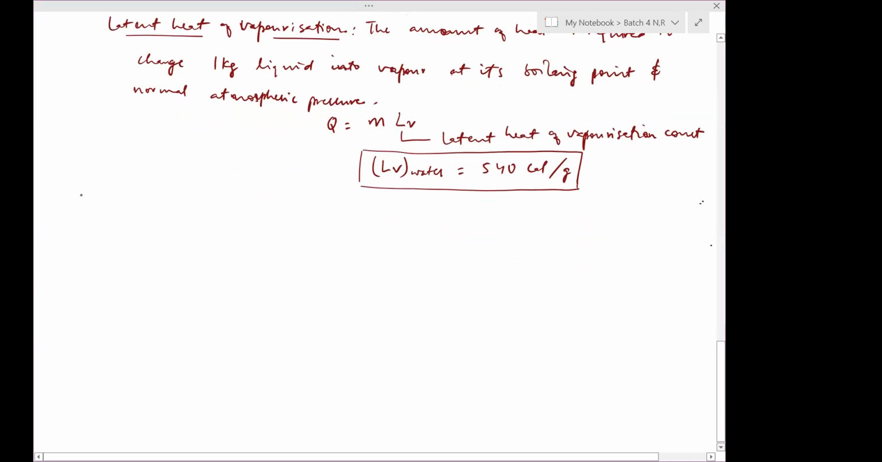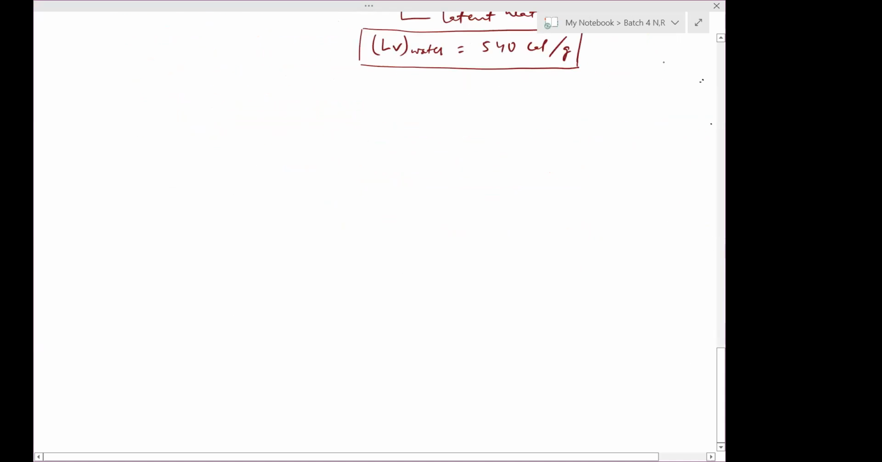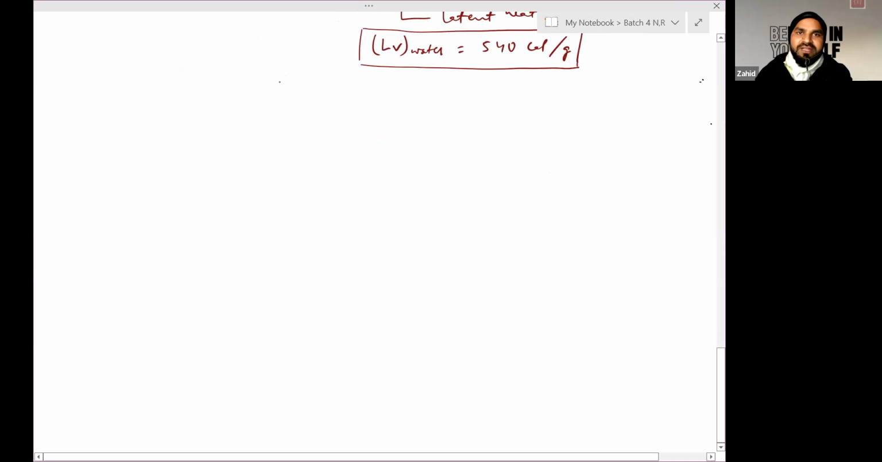Yes, sir. Now, depending upon these different 5 factors, let me define how to simplify or solve any problem. For that, let me give you a graph.